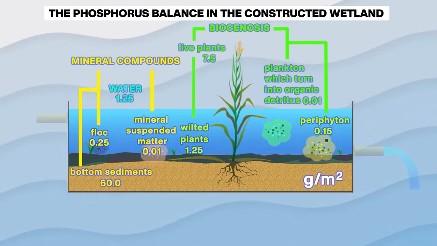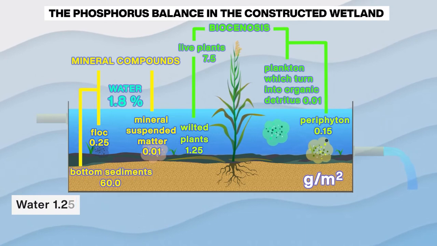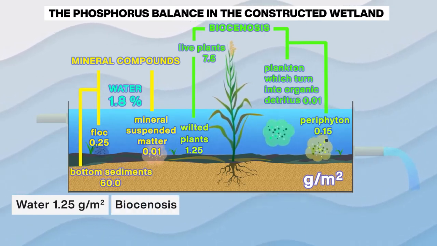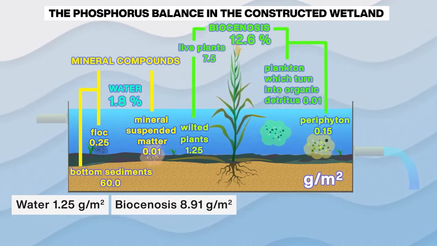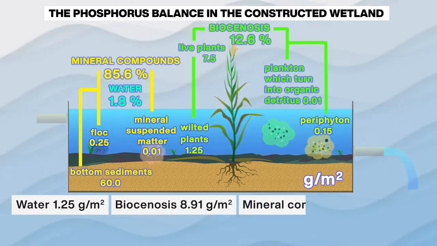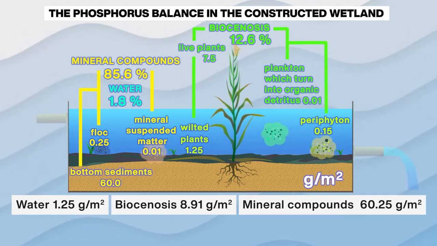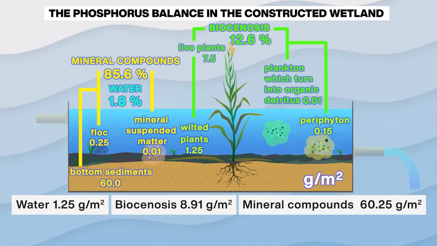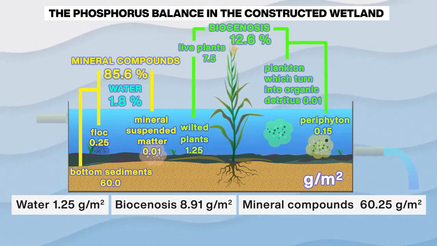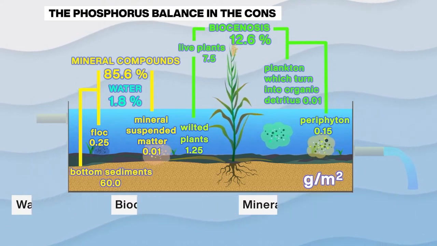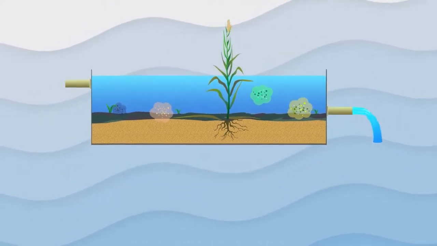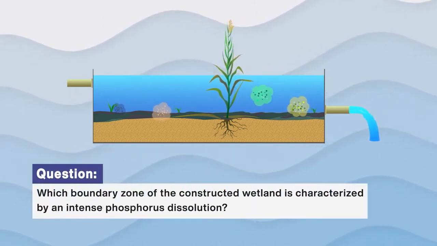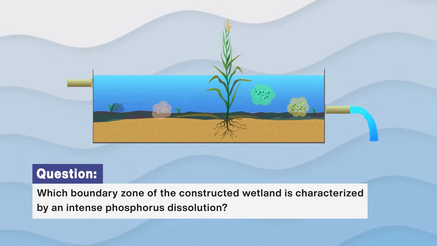The amount of phosphorus in the liquid phase is 1.8%. In the biocenosis phase, it's 12.6%. In the mineral phase, 85.6%. Okay, thank you. Your calculation results show that the mineral phase holds the main share of phosphorus in the constructed wetland. Yes, that's clear, Professor. Therefore, I have a question for you. In which boundary zone of the constructed wetland, where phosphorus is in its mineral phase, does it change to its liquid phase more intensely? Okay.